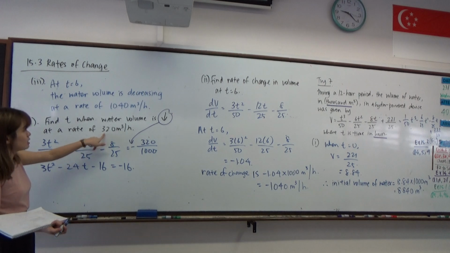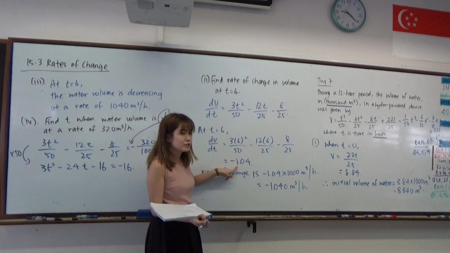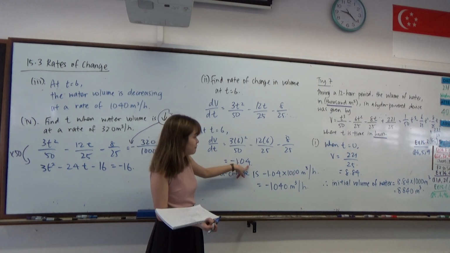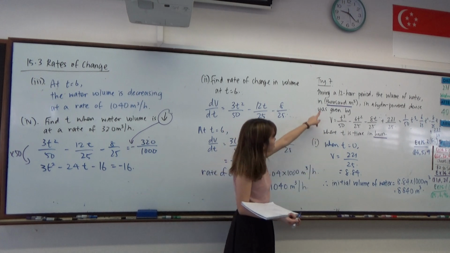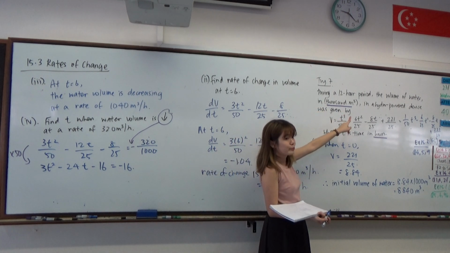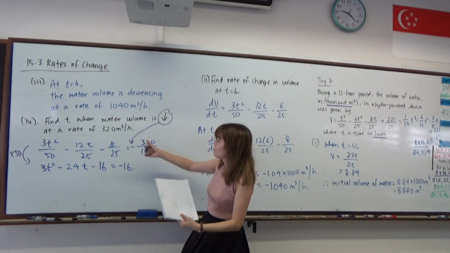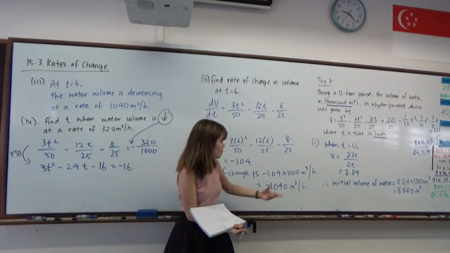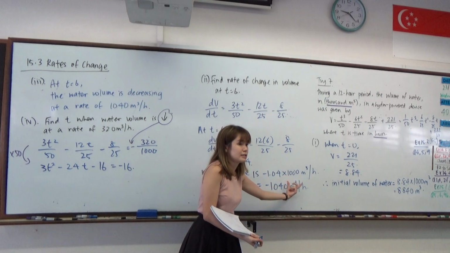Because the question gives me the rate of change to be 320 meter cube per hour. But over here just now we understood that the rate of change negative 1.04 is for 1000 meter cube per hour. My V value is 1000 meter cube. So actually over here I times 1000. But this value over here did not account for the 1000.